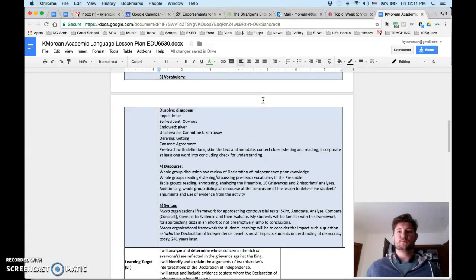Then students will shift to the table group focus of the lesson, where they will be reading, annotating, and analyzing the preamble. At this point, they will be rereading the preamble for at least a second time. They'll be going over the 10 grievances together, as well as the 2 historians' analyses. Those are a couple of paragraphs each.